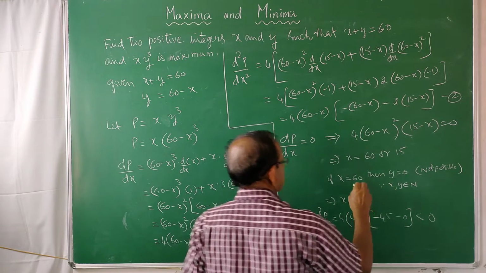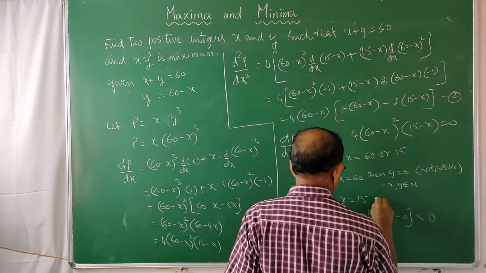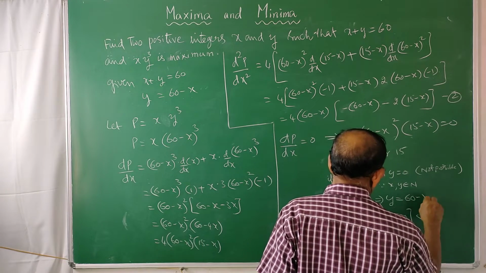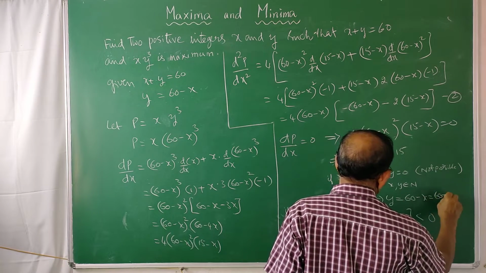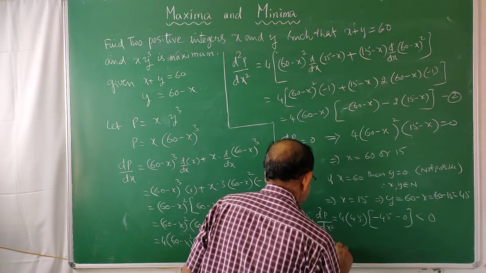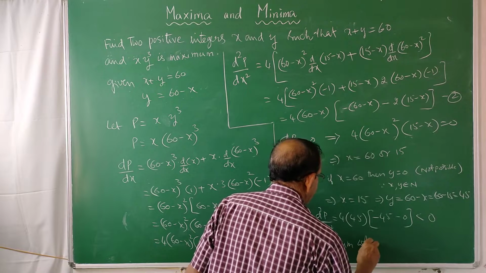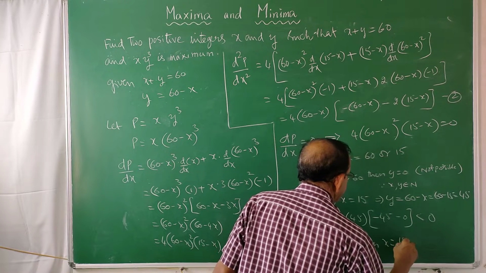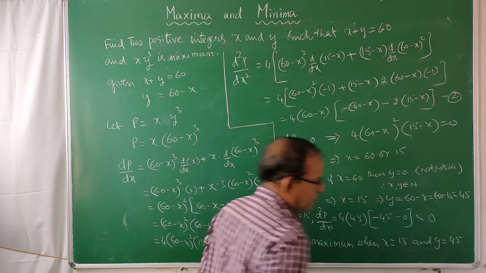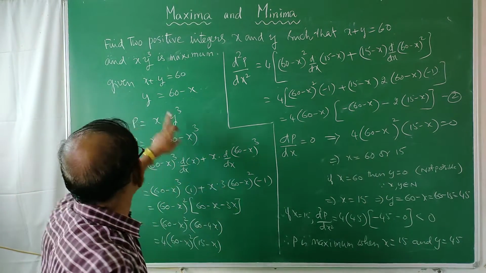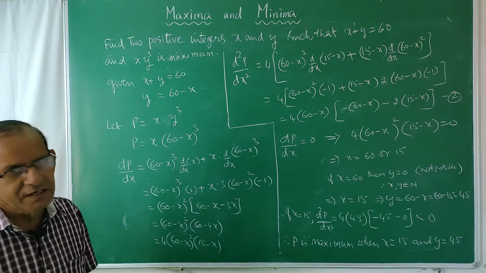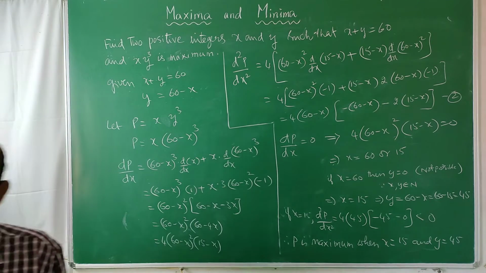Now, what about y? That implies y is equal to 60 minus x, that is 60 minus 15 equal to 45. Maximum when x is equal to 15 and y is equal to 45. So that is the value of x into y cube is the maximum if you take x is equal to 15 and y is equal to 45.